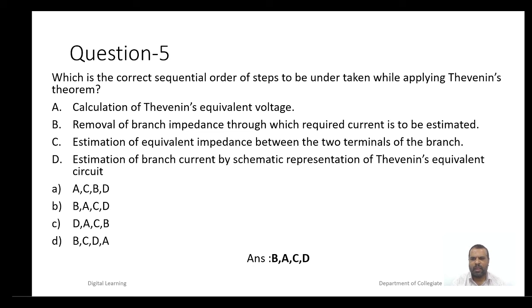The options are: first option A, C, B, D; second option B, A, C, D; the third option is D, A, C, B; the fourth option is B, C, D, A. The correct option is B, A, C, D. First, you have to remove the branch impedance through which the required current is to be measured, calculation of Thevenin's equivalent voltage, estimate the equivalent impedance between the two terminals of the branch, and then estimation of branch current by schematic representation of Thevenin's equivalent circuit.